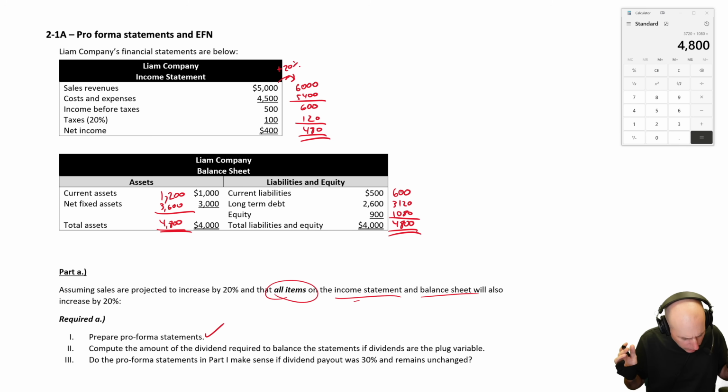So we get to the end and it says, part two here, compute the amount of the dividend required to balance the statements if dividends are the plug variable.